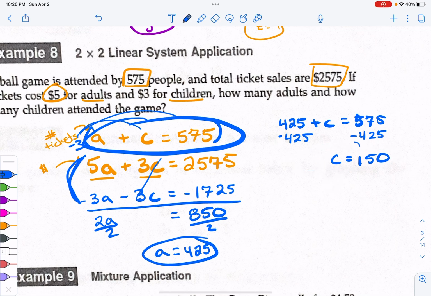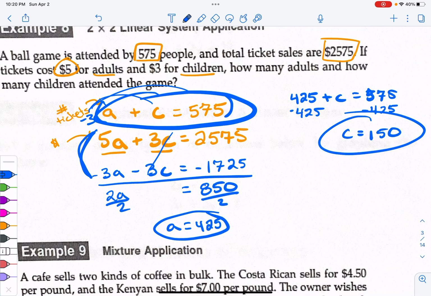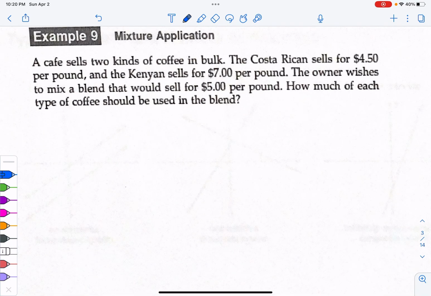Okay. There we go. I'm not going to write it as an ordered pair like 425, 150 because I don't know which one necessarily goes first. I'm just going to leave them like that because they just asked me for how many adults and how many children. Okay. All right. This next one, example 9, is a mixture application.